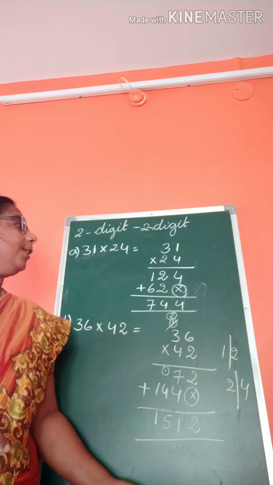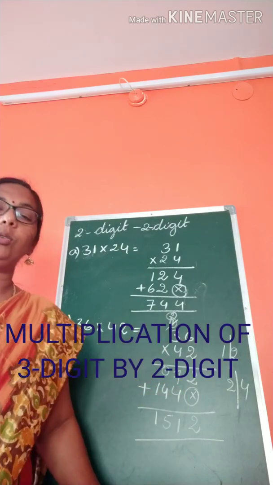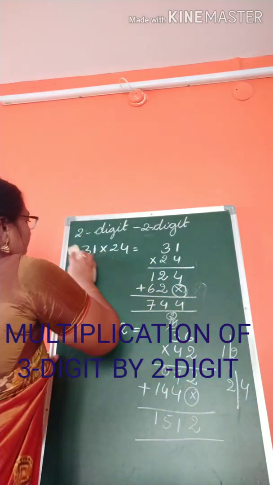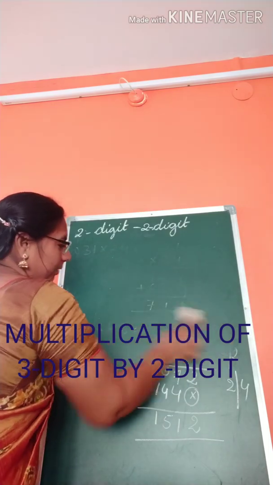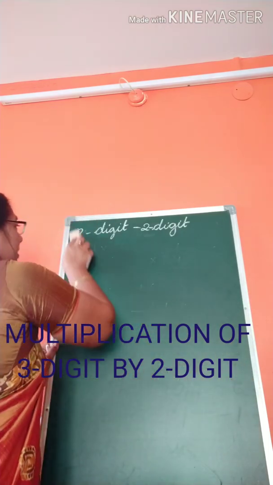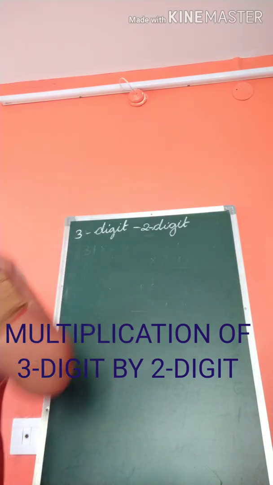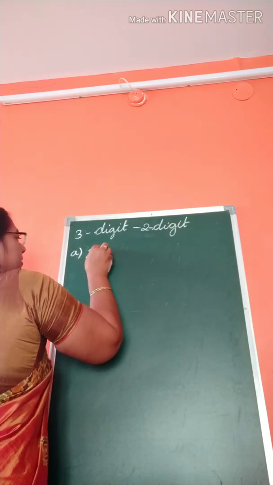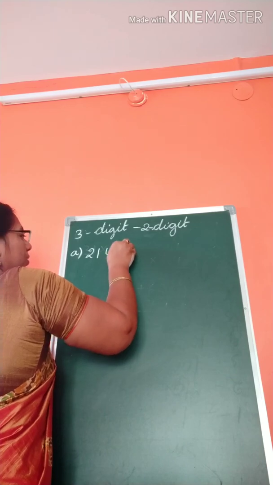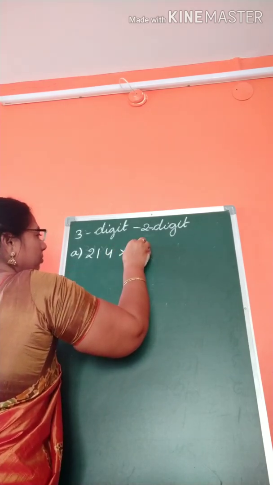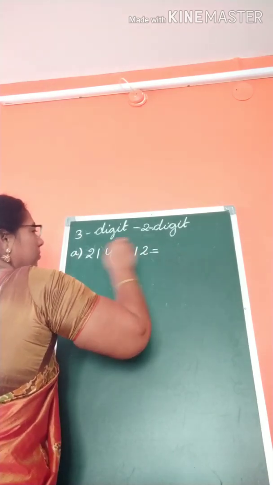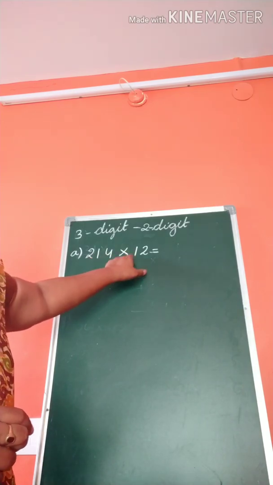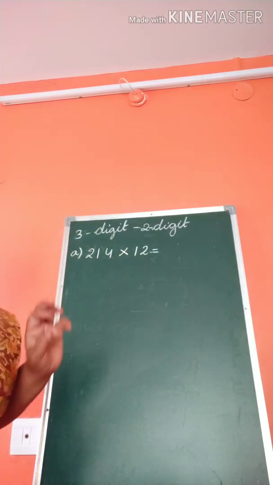This is how we do a 2 by 2 multiplication. Now we will see how to do a 3 by 2 multiplication, children. Okay, means a 3 digit by a 2 digit multiplication. Now we are going to learn about a 3 digit by a 2 digit multiplication. Now see, let us take 214 into 12. Okay, 214 into 12 means here we have a 3 digit into 2 digit number multiplication.